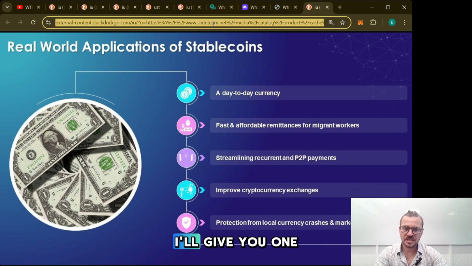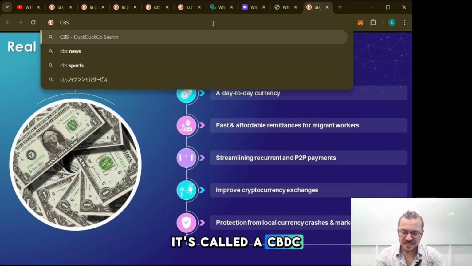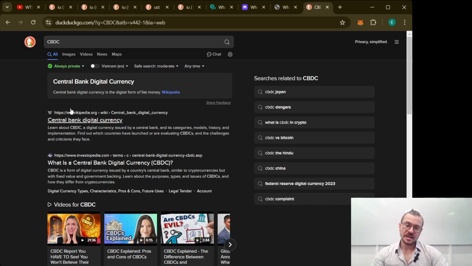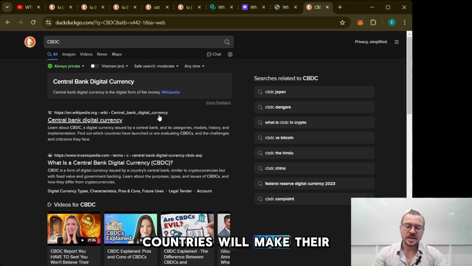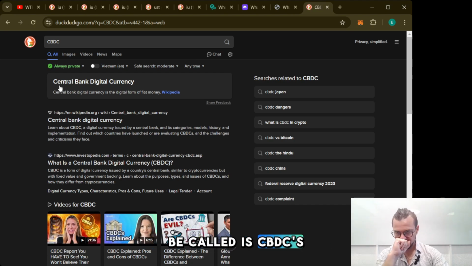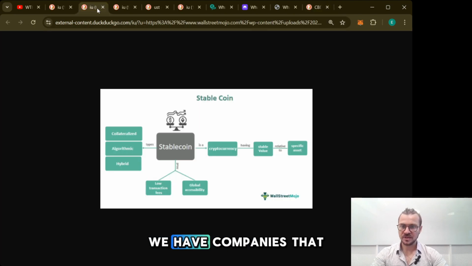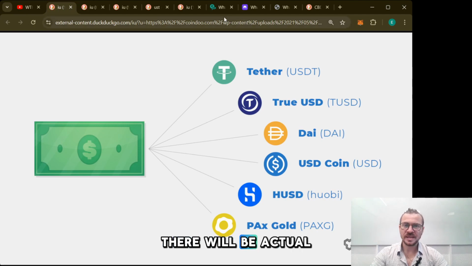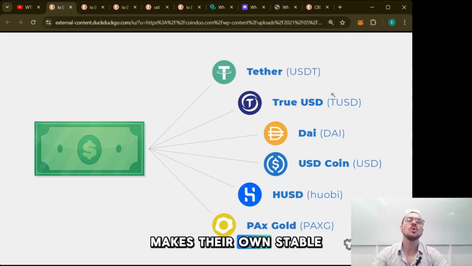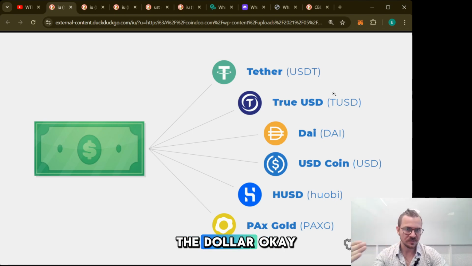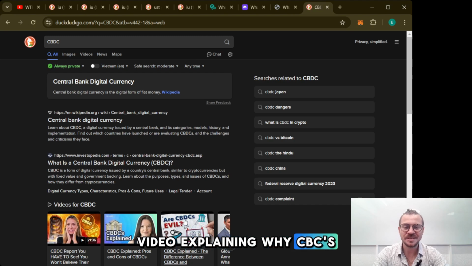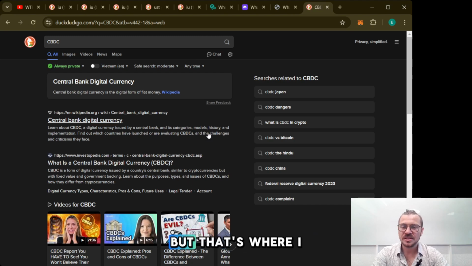They're not going away. I'll give you one more thing. It's called a CBDC, central bank digital currency. I believe in the future, countries will make their own cryptocurrencies, and these will be called CBDCs. Right now we have companies doing these collateralized and algorithmic stablecoins, but I think in the future there'll be actual countries doing it. Like the US government makes their own stablecoin and pegs it to the value of the dollar. That would be called a CBDC. Maybe in the future I can make a video explaining why CBDCs are evil and also maybe the benefits. But that's where I wanted to finish.